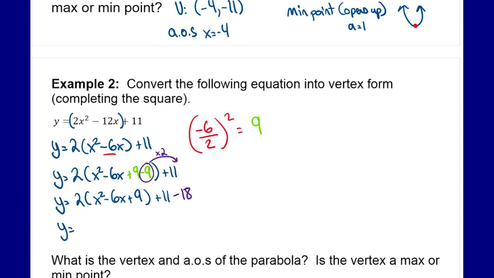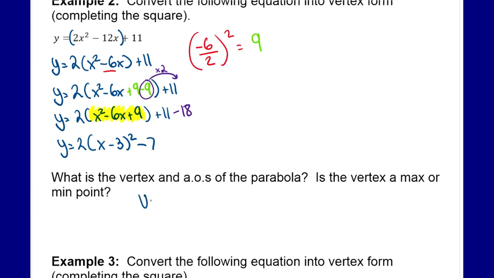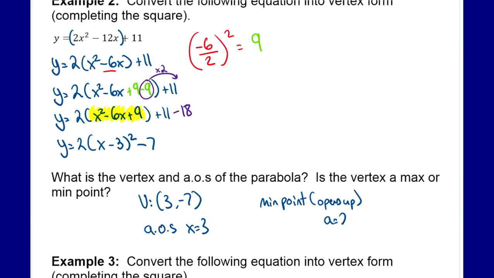I can then factor the bracket as a perfect square trinomial. So x minus 3 squared, and then 11 minus 18 is negative 7. This means my vertex is positive 3, negative 7. My axis of symmetry is x equals 3, and this is a minimum point because it opens up, because the a value is 2.